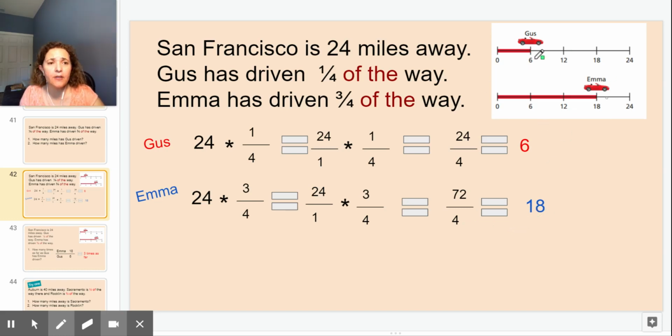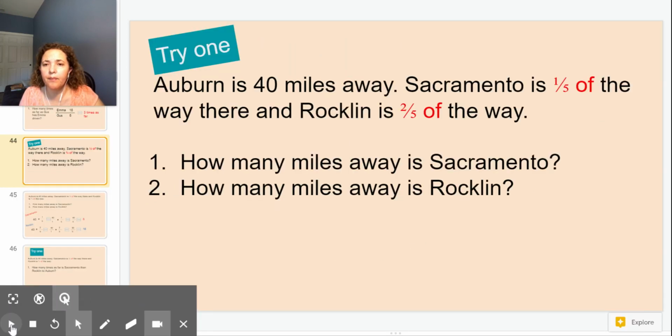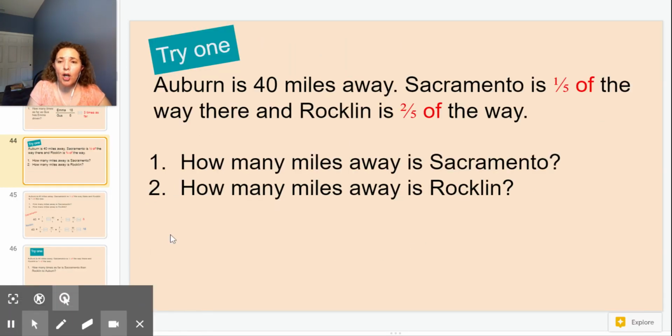And then as you can see, here's my picture. I broke it apart. Here's my 6, here's my 18. So it's still broken up into fourths, and I'm still getting the same thing. Okay, so just another way to look at it. Okay, you try one.